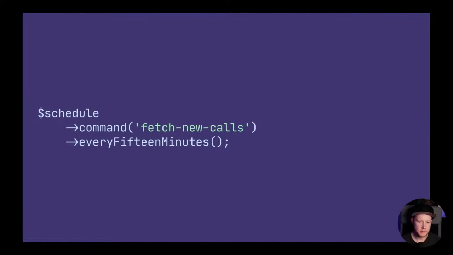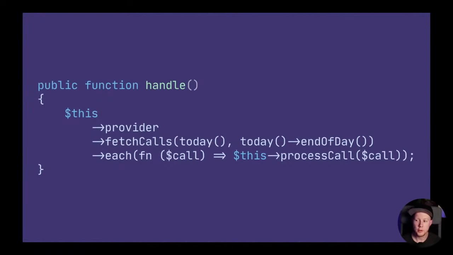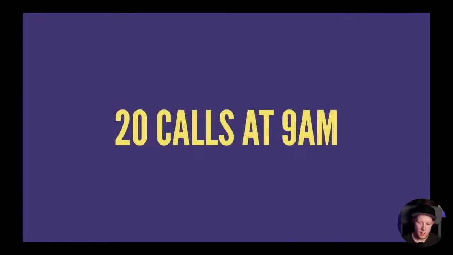This command here, fetch new calls, runs every 15 minutes. The command will fetch all the calls for the current day from our phone provider's API and process them one after the other. Fetch the calls, each of them, call, process, call, right? At 9 a.m., we have 20 calls to process.